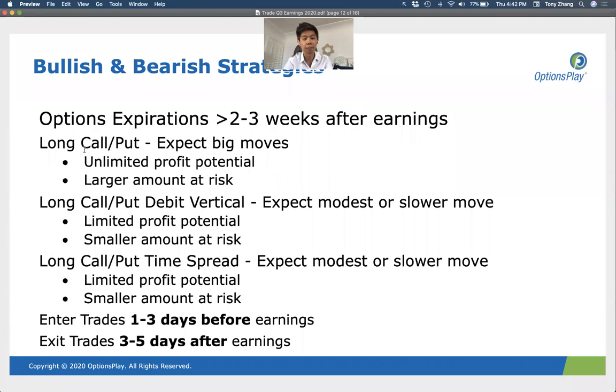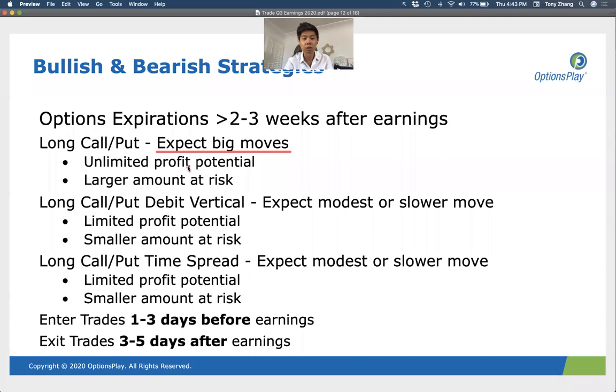So whenever we're talking about buying a call or a put, this is a strategy that is reserved for stocks that you think are going to make a big move. Think about technology stocks, think about biotech stocks, think about stocks that you know have the highest probability of making a big move. Those are the ones that you generally want to reserve for buying a call or a put.